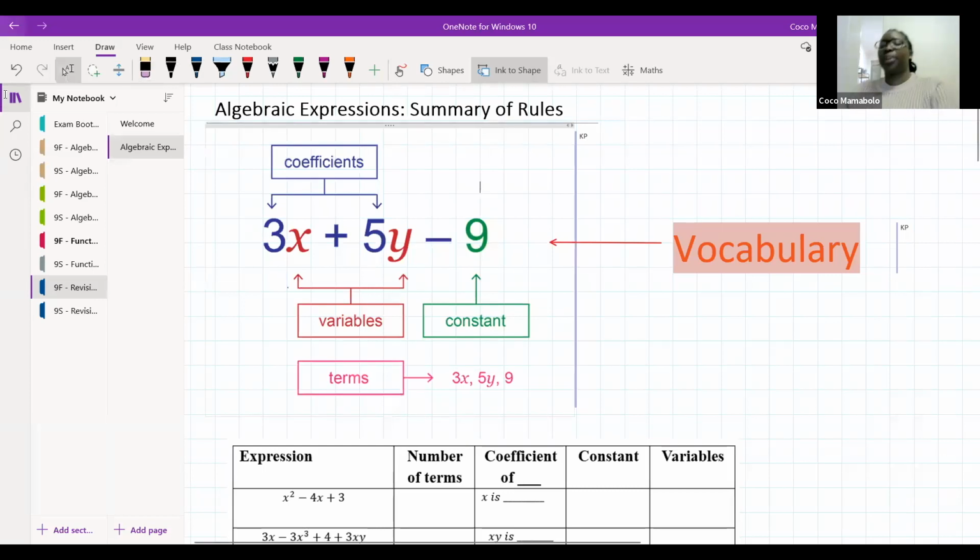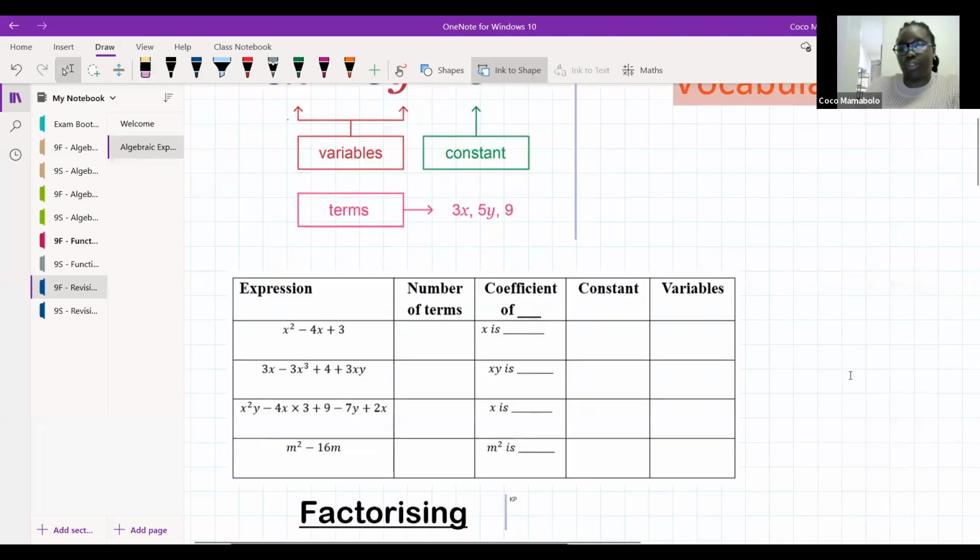All right, let's do a little bit of work over here in this table that we've got. Now this table gives us an expression. They've given us the expression over here, x squared minus 4x plus 3.